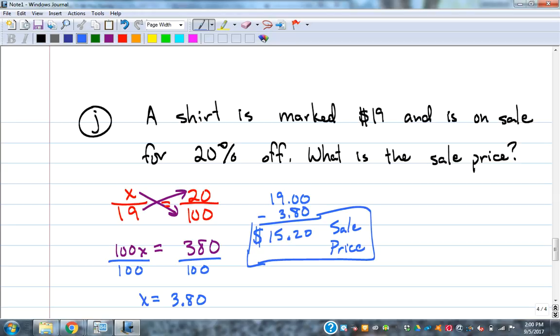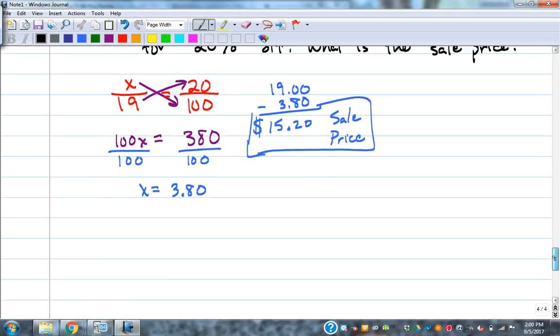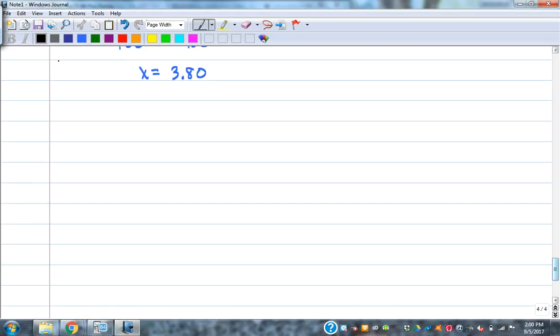My wife says this is not a good example because you can't buy a girl's shirt or a lady's blouse or something for $19. She says they cost more than that. They're marked up real high, and then they act like they're giving you a deal.